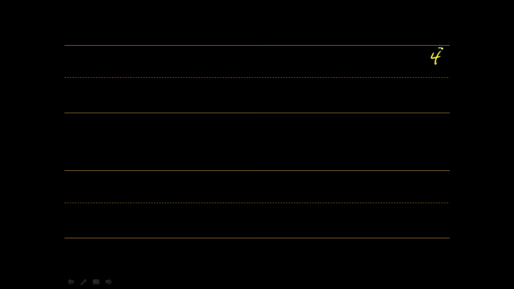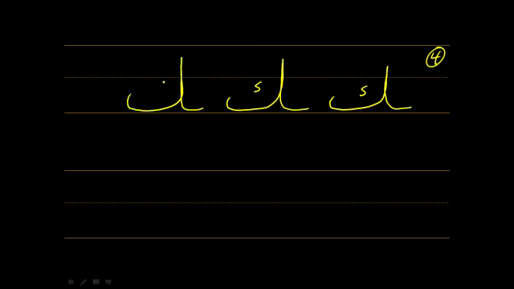And now we want the kaf in the final position. It's going to look just like the independent position, but it's going to look like that. Going to connect from the right. Going to connect up, like that. It's going to go like this, like that. So that's our kaf in the final position.